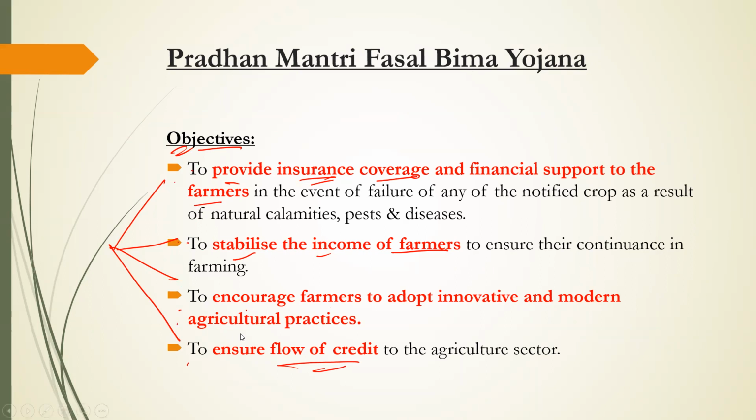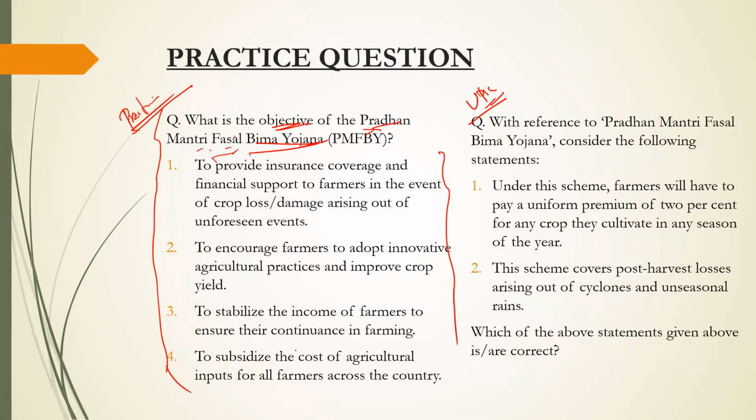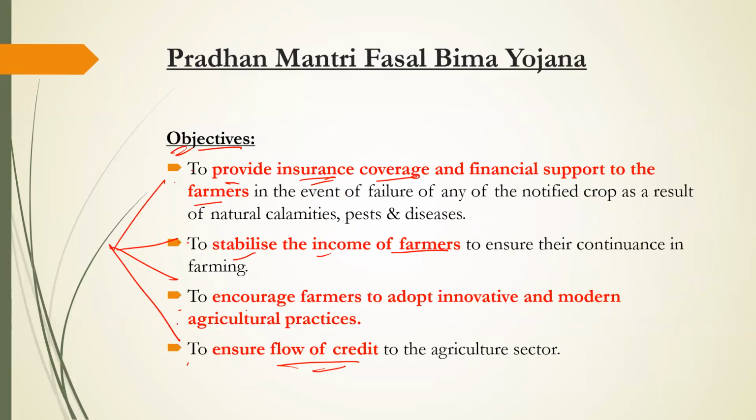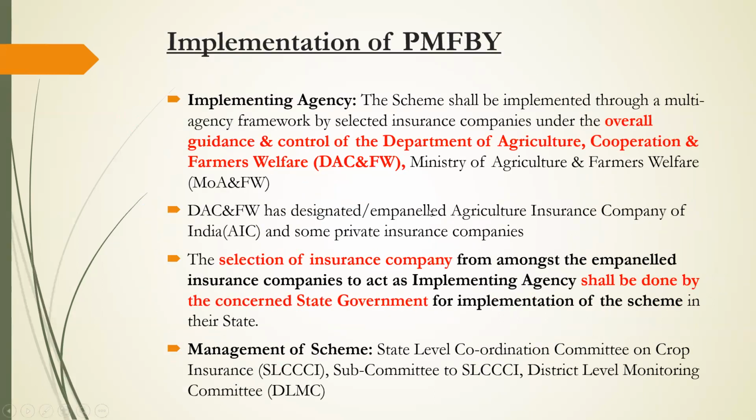Okay, so the stated objectives are given, go through this aspect. Now, why did we eliminate this point here? Because of the subsidy component here. The rest, all three are correct. Fine. So now let us go into the detail of the Pradhan Mantri Fasal Bima Yojana.